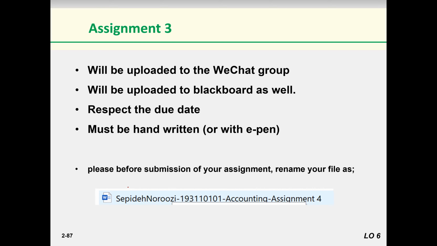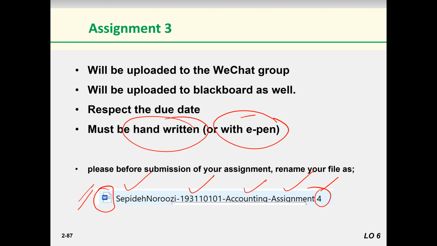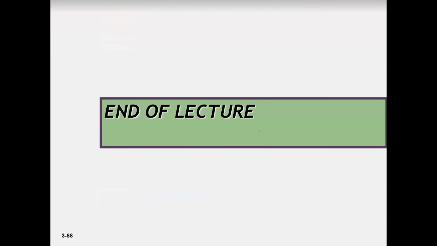And please make sure you rename your file and make your file a Word file. And I told you why, because I'm using Microsoft Surface, and Surface Pen is very handy on Microsoft products. So write your name, your student ID, accounting, assignment, and assignment number. Okay? It must be handwritten. Again, I should not repeat the philosophy behind handwritten. So you can use e-pen as well. I don't mind. So I'm going to be uploading all the reading material and assignments and these PPTs on both Blackboard and WeChat.